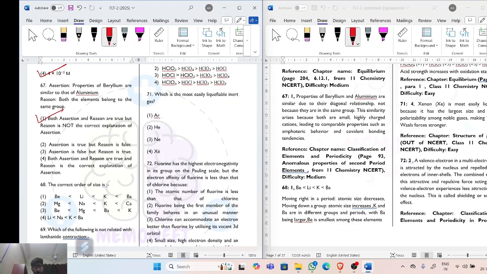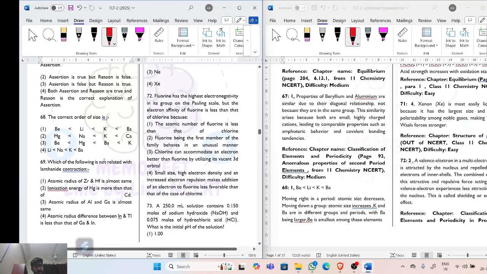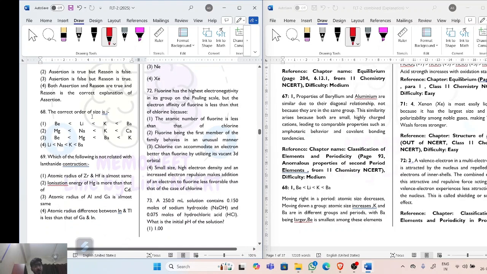Now comes question number 68. It is a question from atomic size. We have to tell the order of size. Four options are given: beryllium, lithium, then potassium, then barium. First of all, the basic thing for atomic size is that it increases down the group and decreases along the period. When we go along the period from left to right, it decreases; from up to down, it increases.